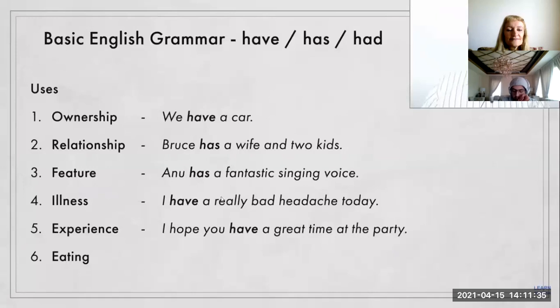Now here the verb have is expressing positive experience, but we can also talk about negative experiences with the verb have in phrases like to have trouble, to have difficulty, to have problems, etc. And we will look at some examples of that later on in this lesson.